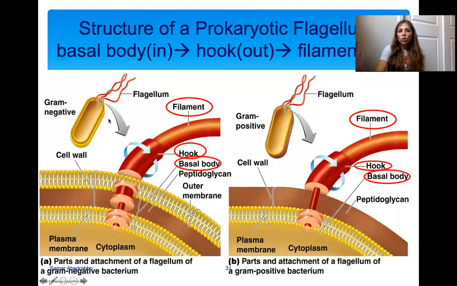When we look at the structure of flagella from inside out, inside is the basal body. The basal body is attached to the cell membrane, and then you have the hook, and then you have the filament on the outside.